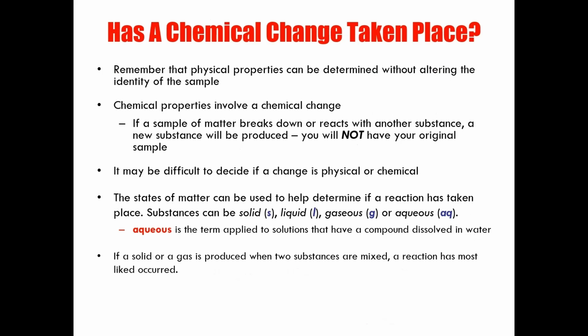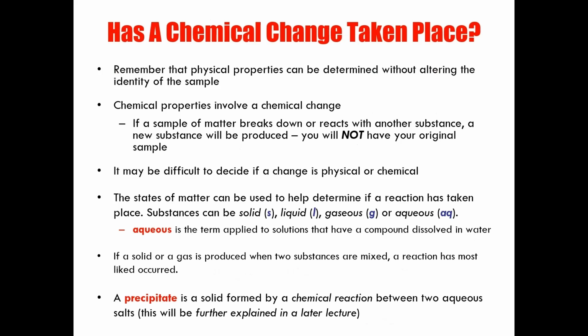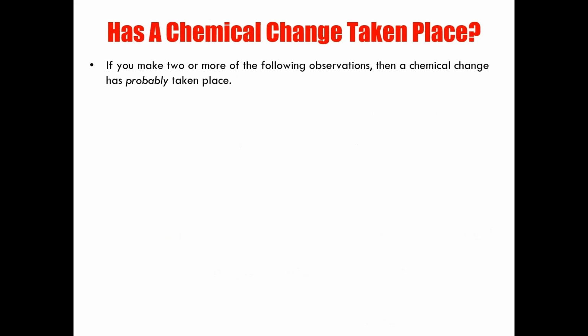If a solid or a gas is produced when two substances are mixed, a reaction has most likely occurred. A precipitate is a solid formed by a chemical reaction between two aqueous salts. Now, how this occurs will be further explained in later lectures. Here I'll provide a checklist of observations that you can use to determine if a chemical change has occurred. If you make 2 or more of the following observations, then a chemical change has probably taken place, and a chemical reaction has occurred.